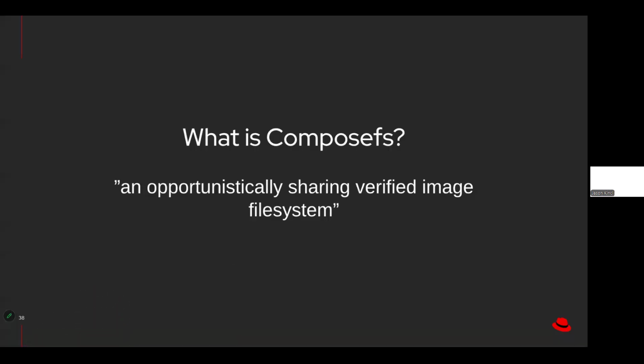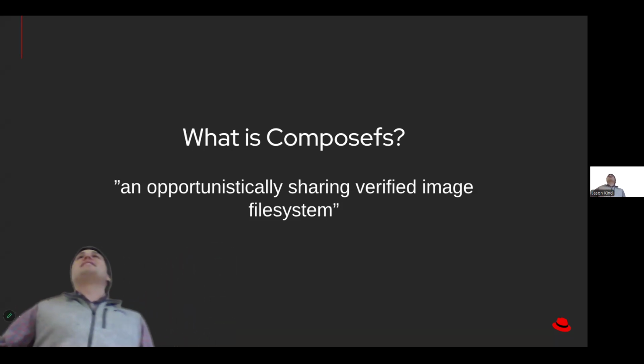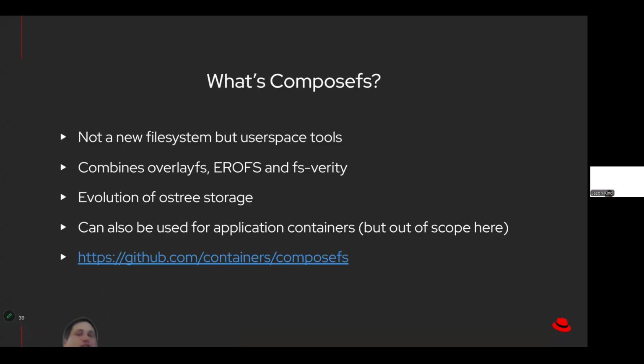Okay, so what is ComposeFS? An opportunistically sharing verified image file system, right? Obviously. What more do you need to know? If you ask kernel developers, do we need a new file system? The answer will always be no. Look at bcachefs, and how hard it has been for him to try to get that into the kernel. I think it's been kicked out at this point. Nobody wants new file systems. The guy who made ReiserFS went and committed some crimes, and now somebody has to maintain ReiserFS in the kernel for 10 more years. So nobody wants more file systems.